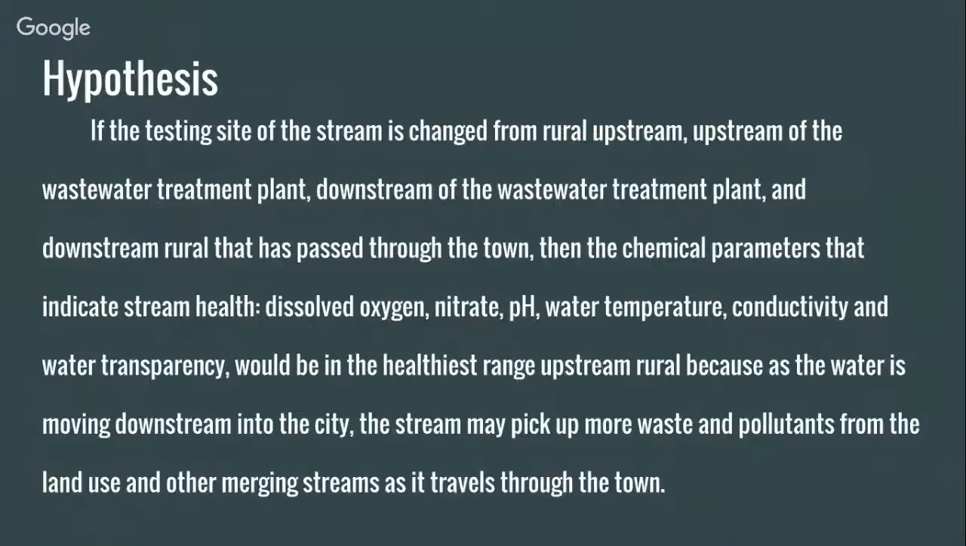If the testing site of the stream is changed from upstream rural, upstream wastewater treatment plant, downstream wastewater treatment plant, and downstream rural that has passed through the town, then the chemical parameters that indicate stream health, which are dissolved oxygen, nitrate, pH, water temperature, conductivity, and water transparency, would be in the healthiest range upstream rural because as the water is moving downstream into the city, the stream may pick up more waste and pollutants from the land use and other merging streams as it travels through the town.